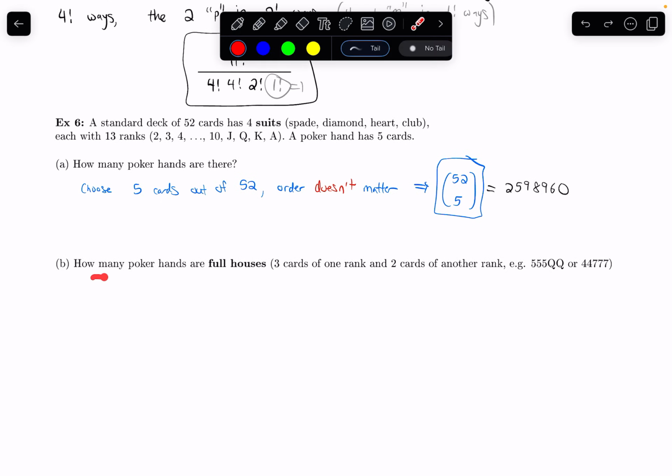Okay, so part B now asks, how many poker hands are full houses? And a full house is when you have 3 cards of one rank and 2 cards of another rank. So for example, if I had 3 5s and 2 queens, that's a full house. Or if I had 2 4s and 3 7s, that's a full house.